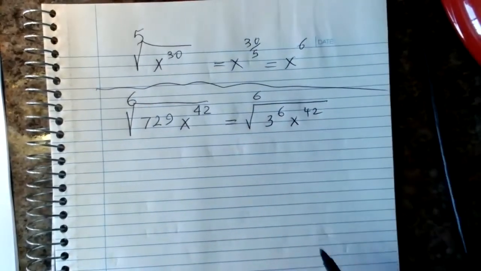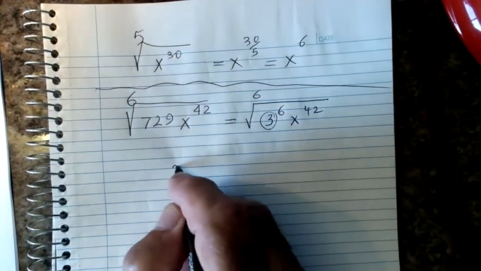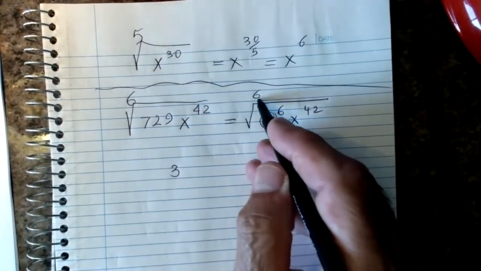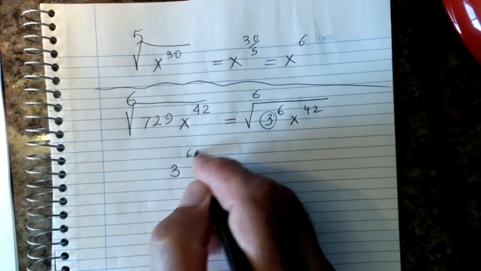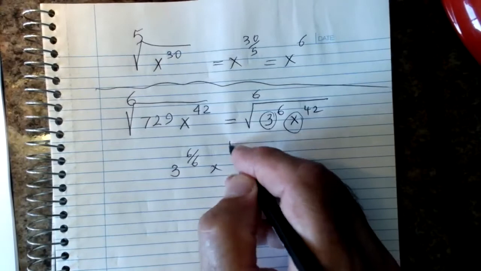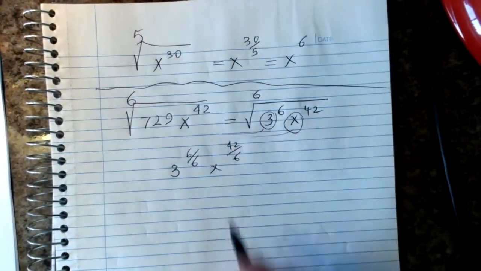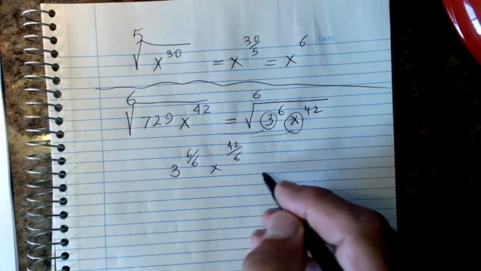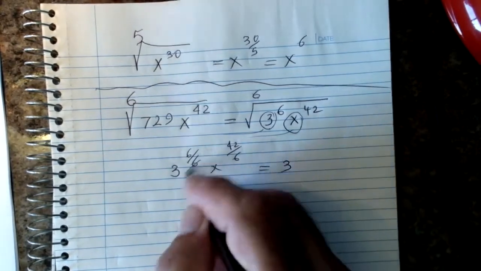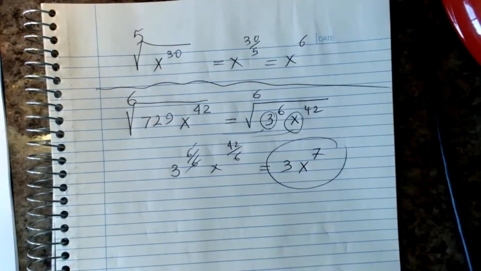42. Now, one by one, you write the base first. 6 divided by 6, you write the base, x. 42 divided by 6. Both of them are released from the radical, nothing left under the radical. So it would be 3x to the power of 7, because 6 goes to 42, 7.